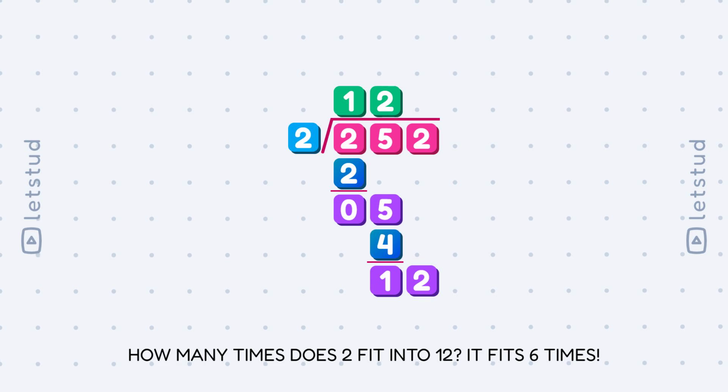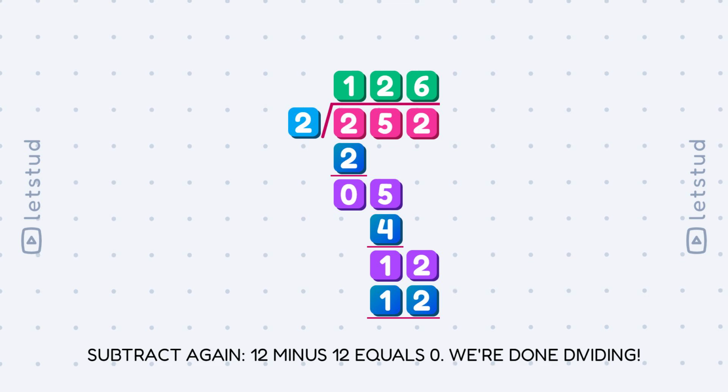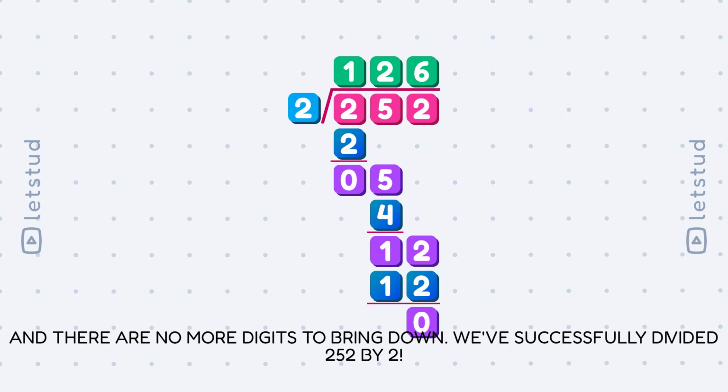It fits 6 times. Check our work. 6 times 2 is exactly 12. Perfect. Subtract again. 12 minus 12 equals 0. We're done dividing. Woohoo, you solved it. High five. And there are no more digits to bring down.